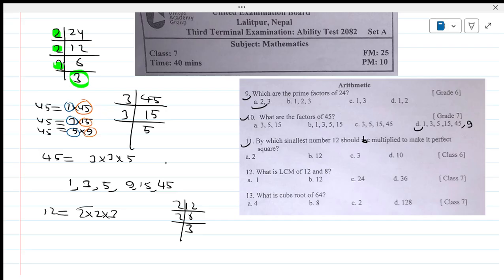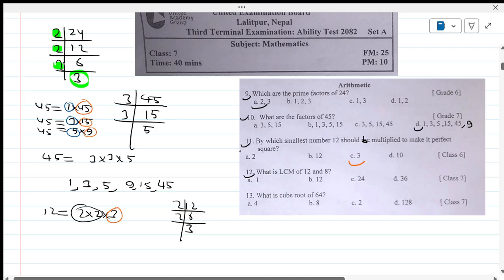So here 2 has a pair, but 3 doesn't. 3 doesn't have a pair. So if this number gets multiplied by 3, then it will become a perfect square. So 3 is the number to be multiplied with 12 to make it a perfect square. So here it is 3 in option C. Now we go with number 12.